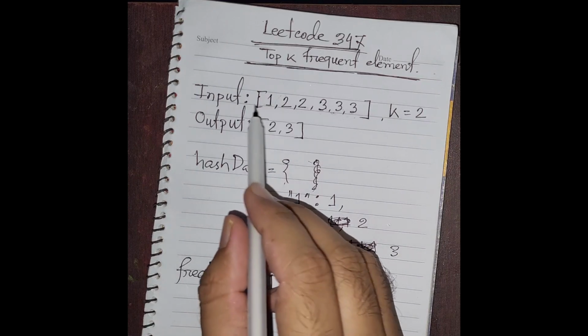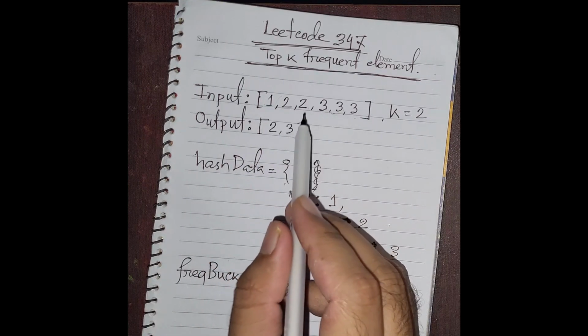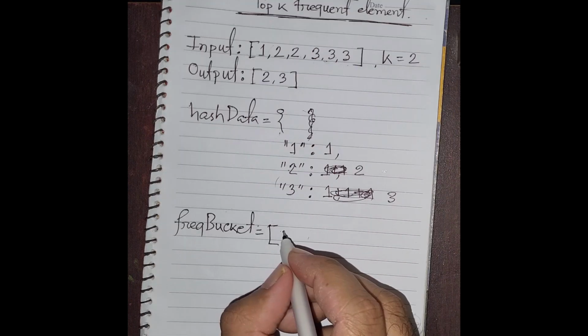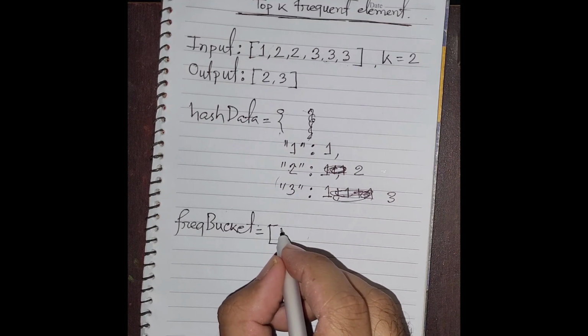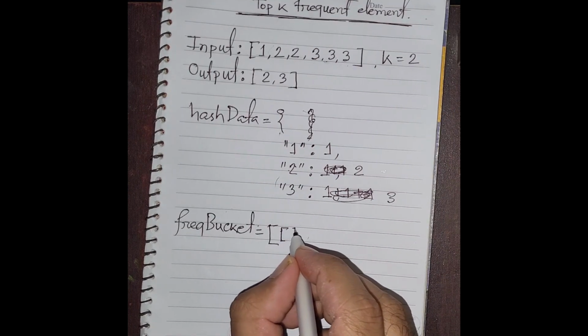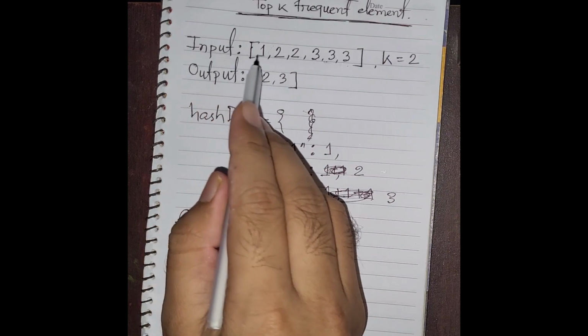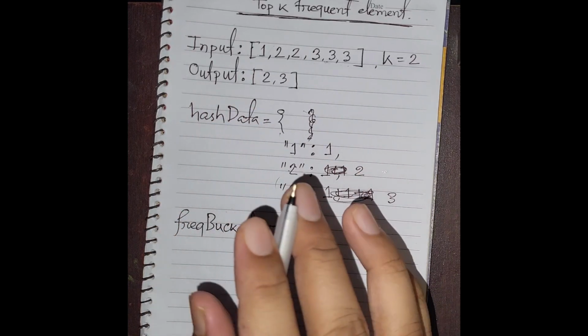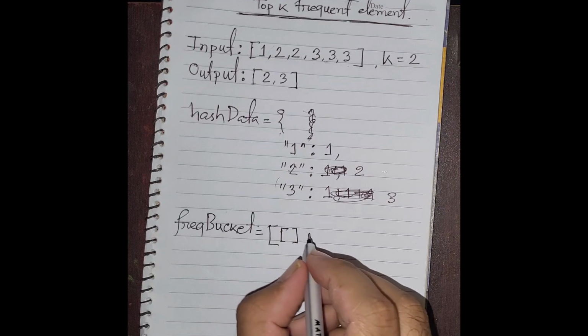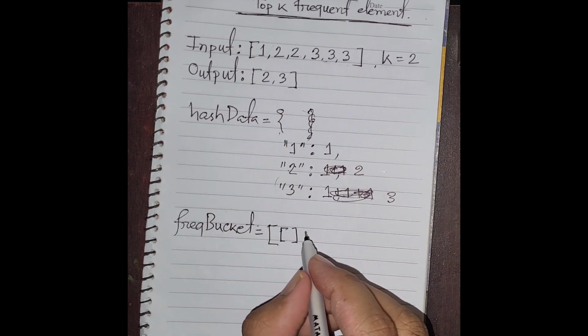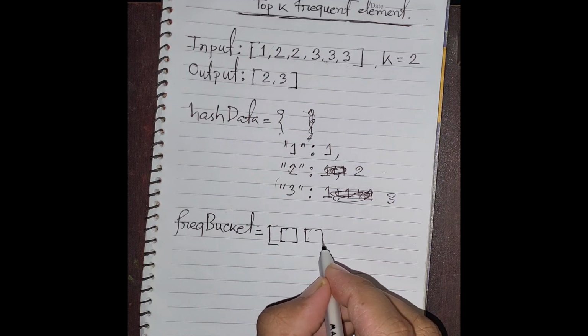Why 7? Why not 6? My input size is 6. I will explain to you shortly. So for now, just know that I have to insert whatever my input size is plus 1. So I have 6 elements right here. I will take 7 empty arrays.